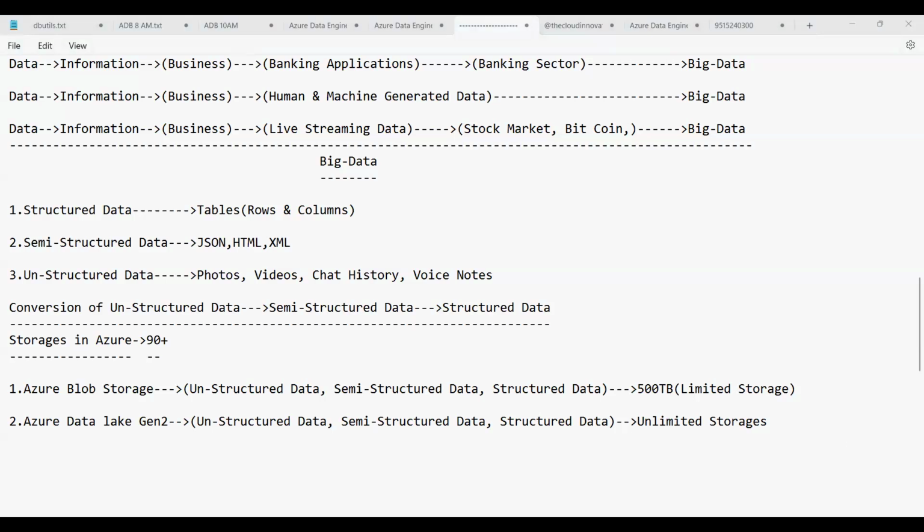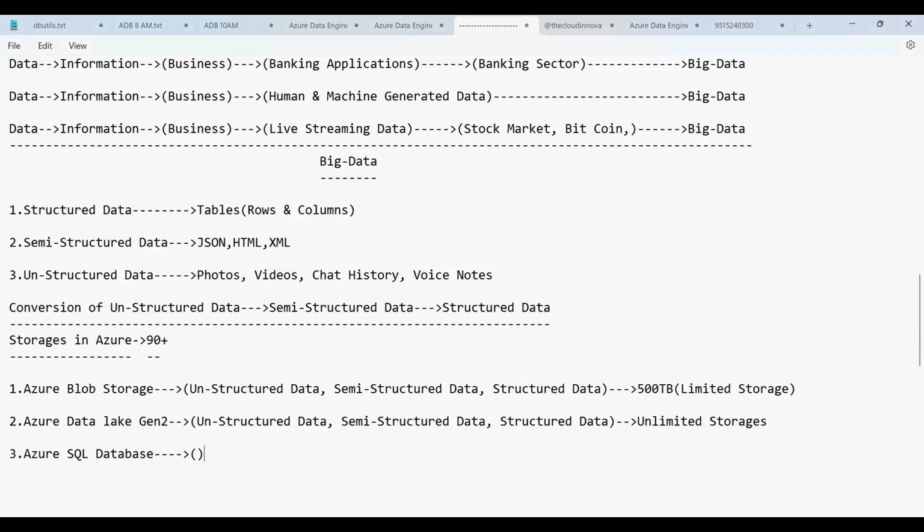So basically, this is the data we have. Now, on the next one, let's try to see the third one, Azure SQL database. When we have Azure SQL database, what does it mean? Azure SQL can store only structured data.